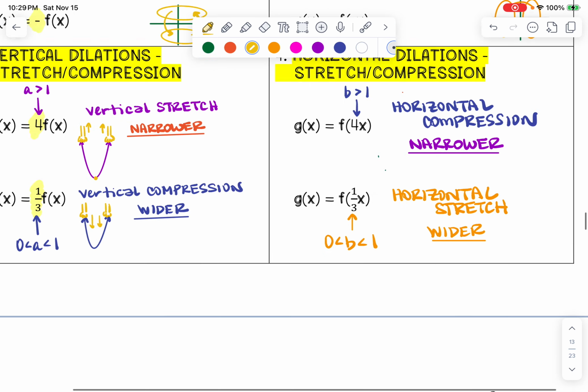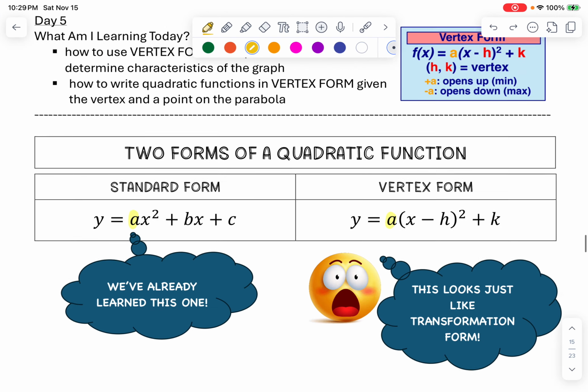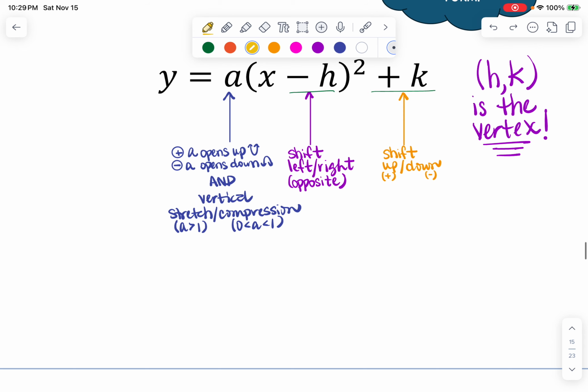Remember our little conversation with the hands? If you vertically stretch it, you're pulling it up and it has no choice but to get narrower. So if it's a stretch, it becomes a narrower parabola. But if you vertically compress it, you're pushing it down and it has no choice but to get wider when you're pushing it down. So those are big things to remember when you're talking about the A value.